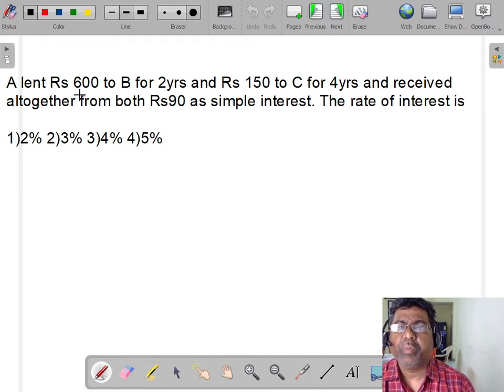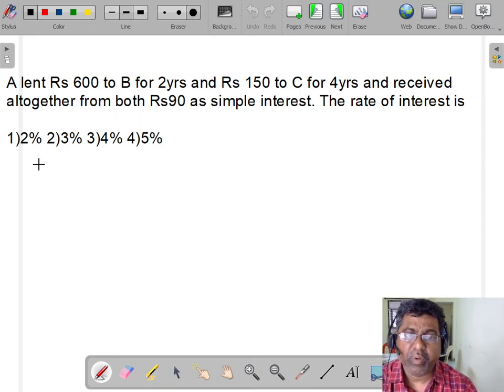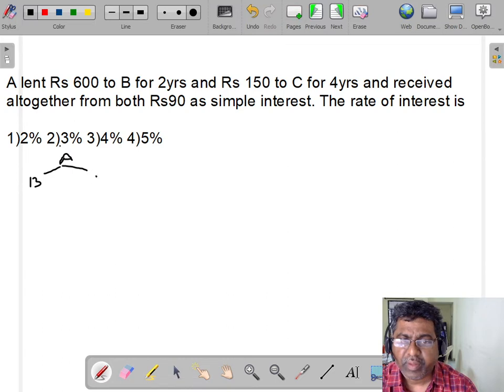A lent rupees 600 to B for 2 years and rupees 150 to C for 4 years and received altogether from both rupees 90 as simple interest. Find the rate of interest. A is lending money to B and C. For B, he was giving 600 rupees for 2 years time. We don't know the rate, we can assume rate as R%. And for C, he is giving 150 rupees, time is 4 years, rate R%.